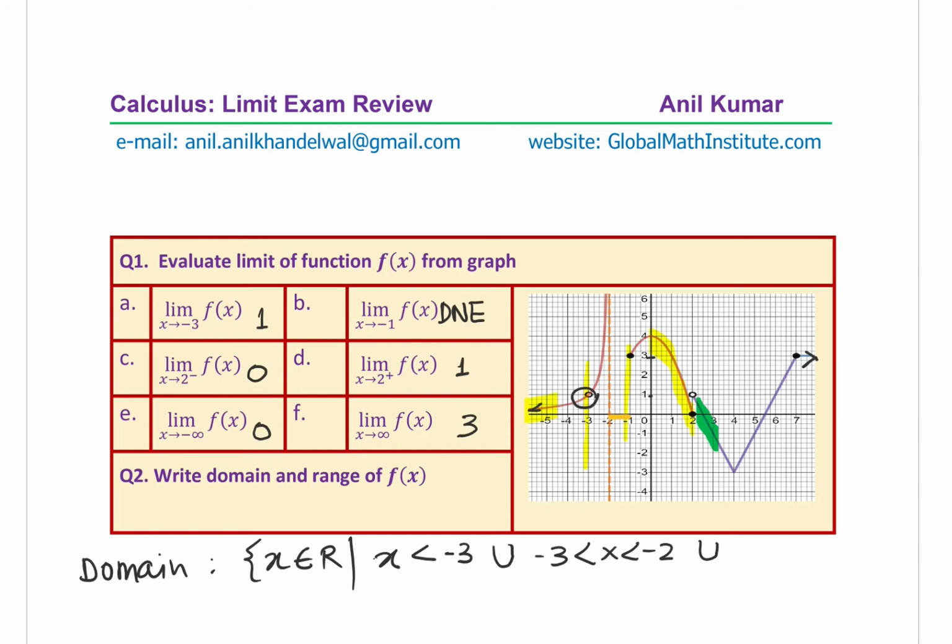And then union. After that, it starts from minus 1 to the right side. All other values are included. So we'll say x is greater than or equal to minus 1, correct? So that becomes the domain of the given function. Now let's write down the range.